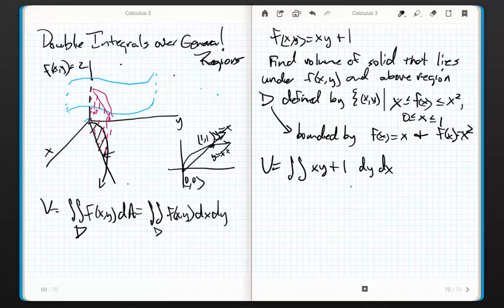Think about this. If I'm going to do a dy first, treating this as though it's just a y, then when I'm done with this portion of my integral, I need everything to be in terms of x's. If I'm going to find a volume, I can't have y's hanging off the back.